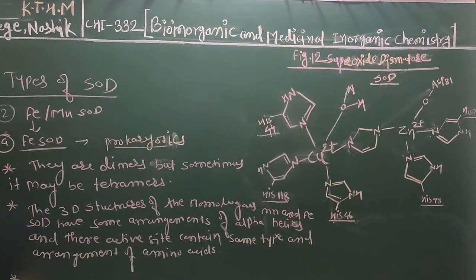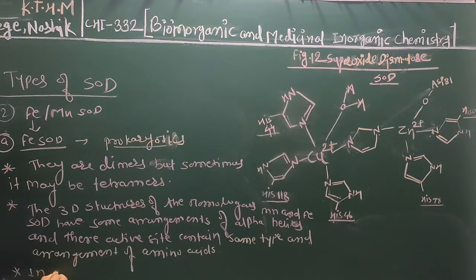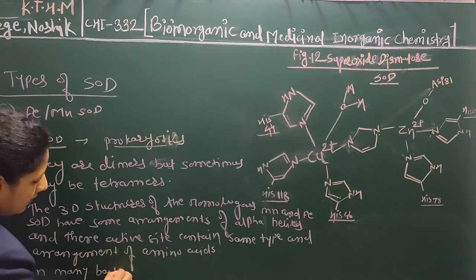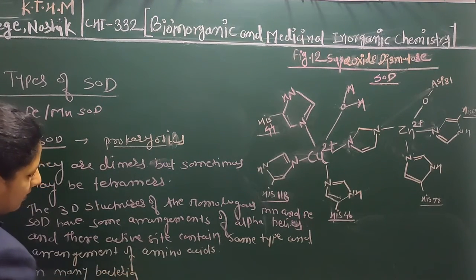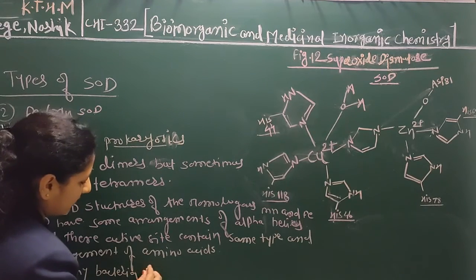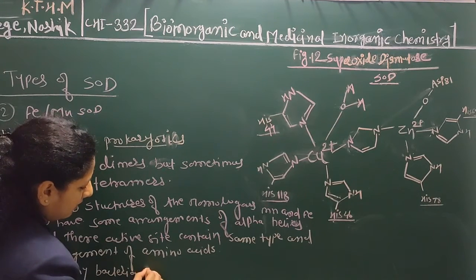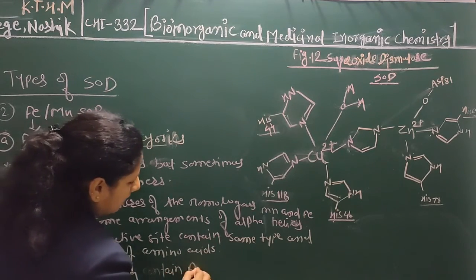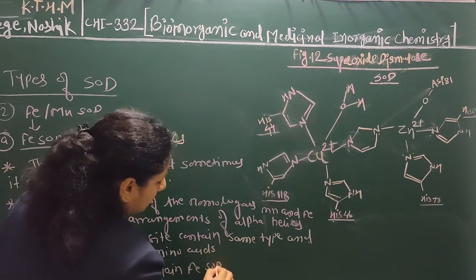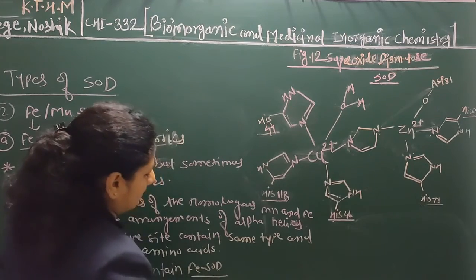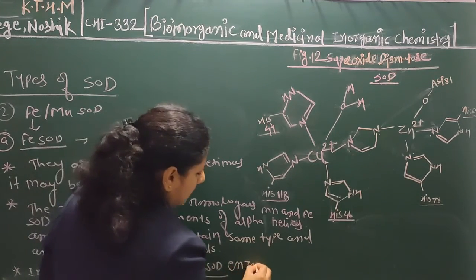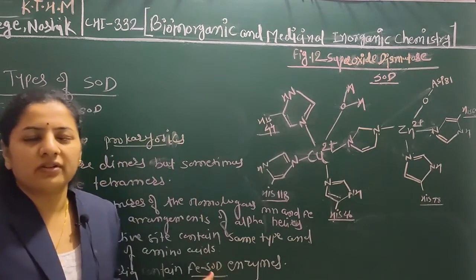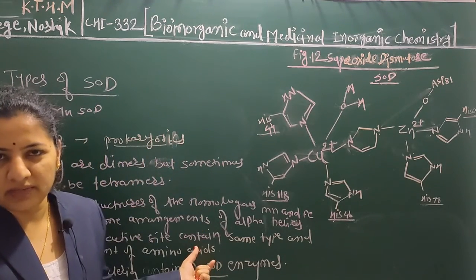Now, the third point is that many bacteria contain FeSOD enzymes. So these are the general features for the iron superoxide dismutase.